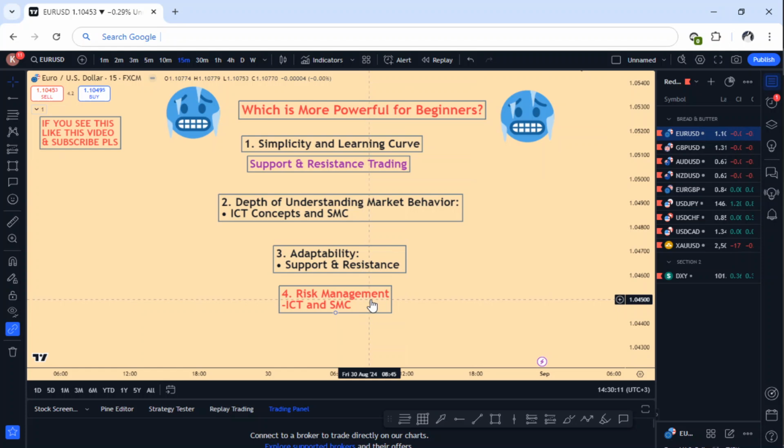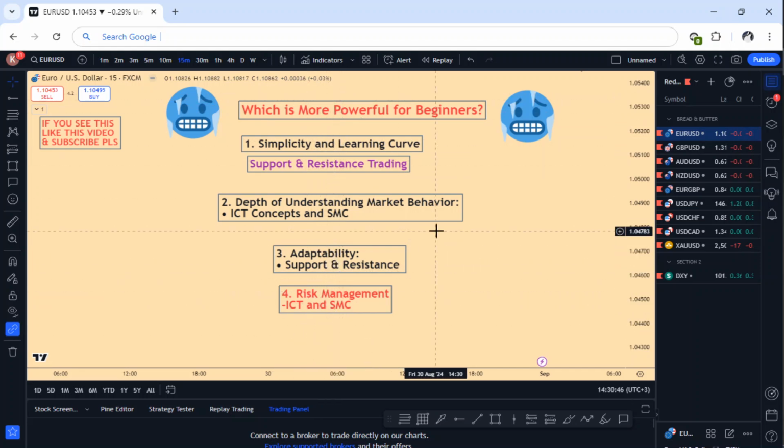Now, what about risk management? If you're somebody who likes good RR, then you have to use ICT or SMC. All these approaches are good at providing risk management, but ICT and SMC offer more precise entry and exit points due to their focus on institutional behavior, potentially leading to a better risk to reward ratio. That is why it is winning. So those are the four parameters that you have to choose from.